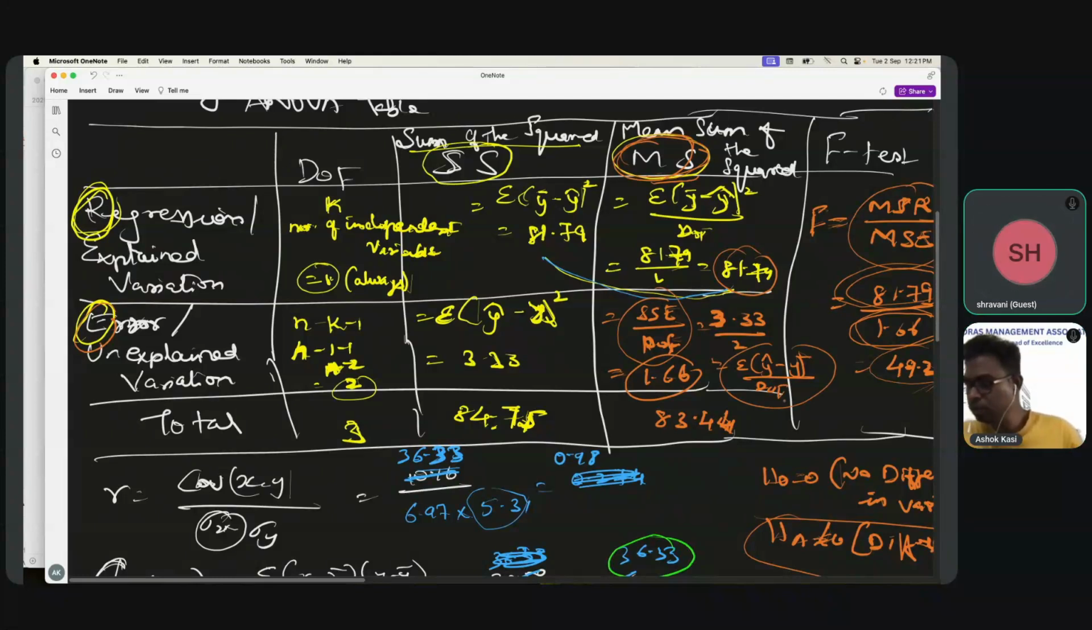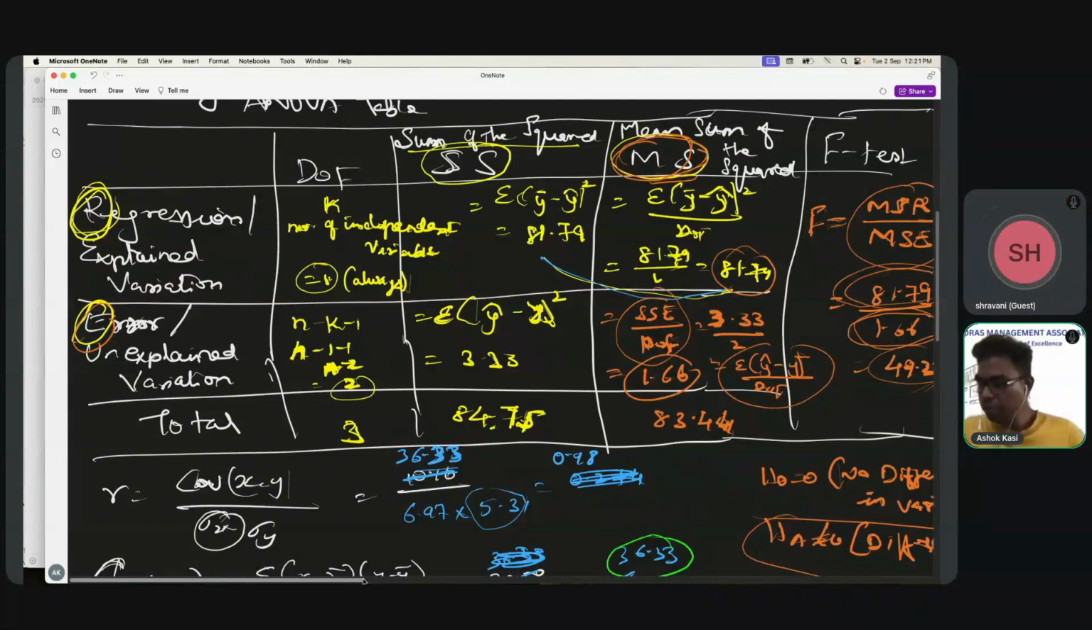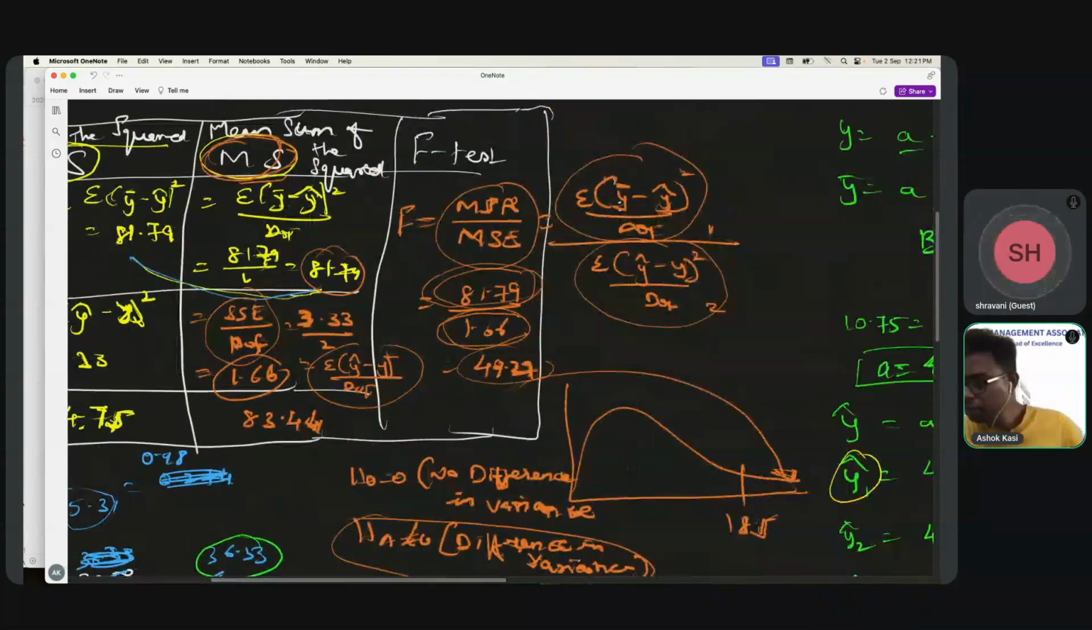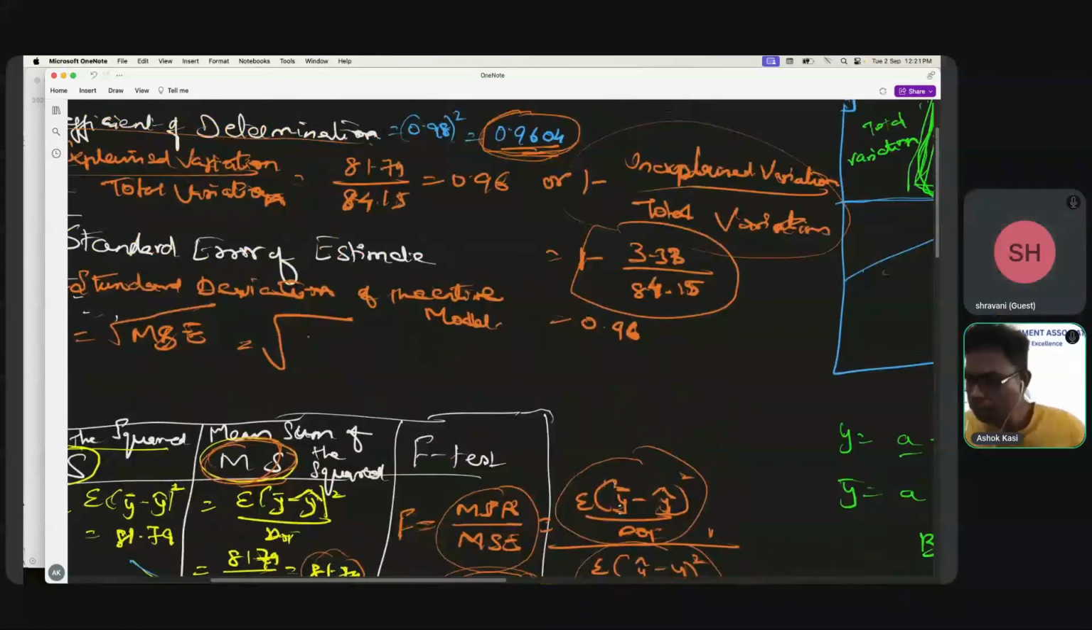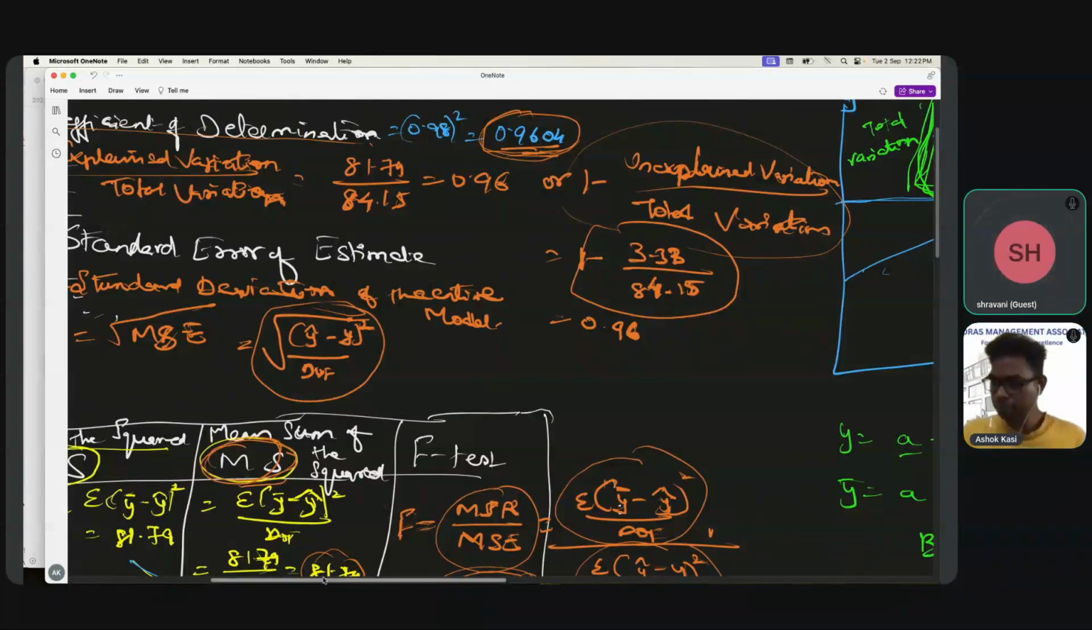Okay, let me write this one. (Y hat minus Y) raised to 2, divided by degree of freedom. So (y hat minus y) raised to 2 divided by degree of freedom. Okay, so this is taking the shape of what, standard deviation now? Yes.